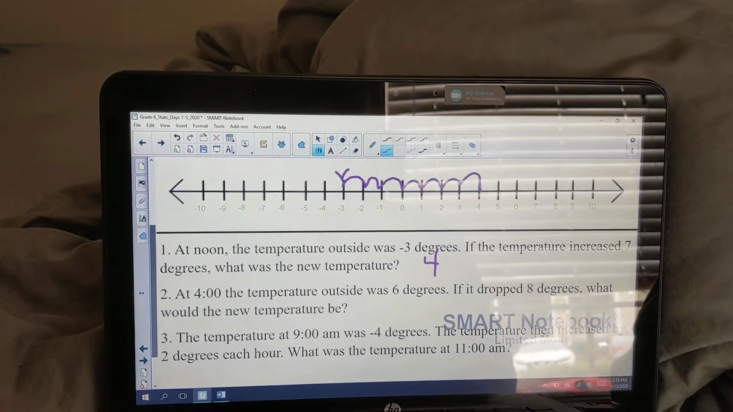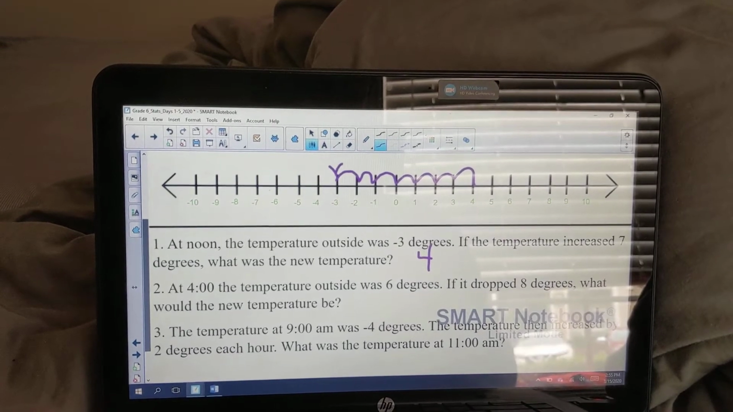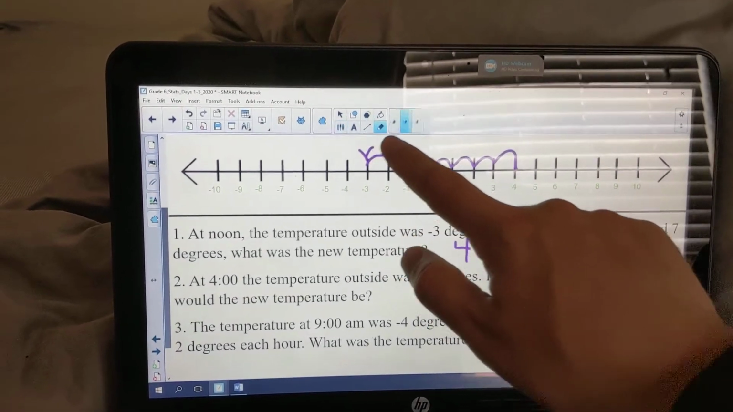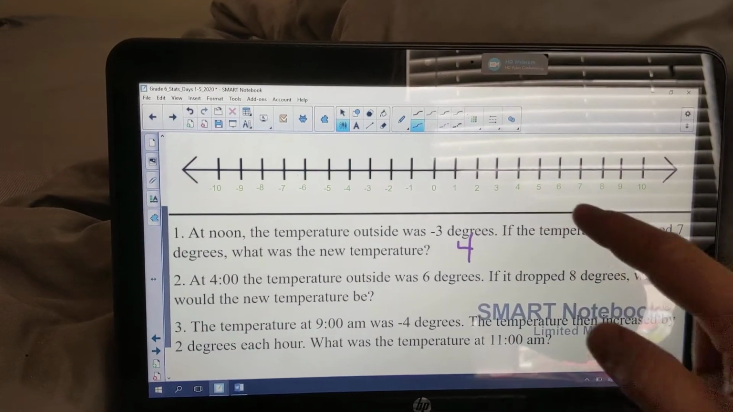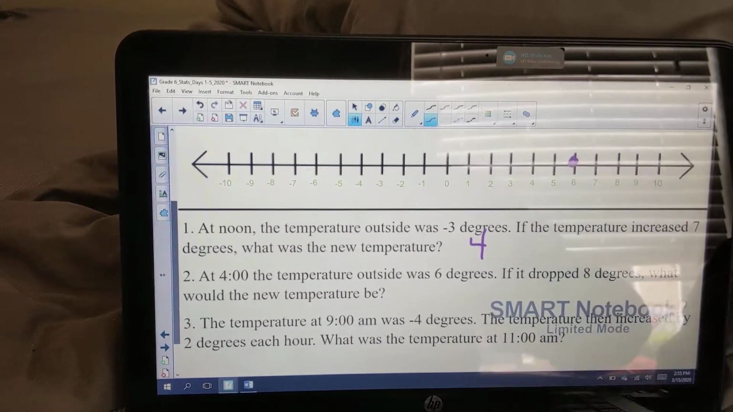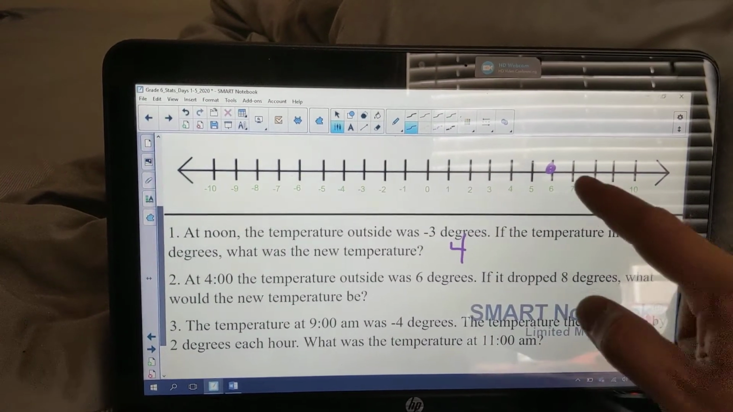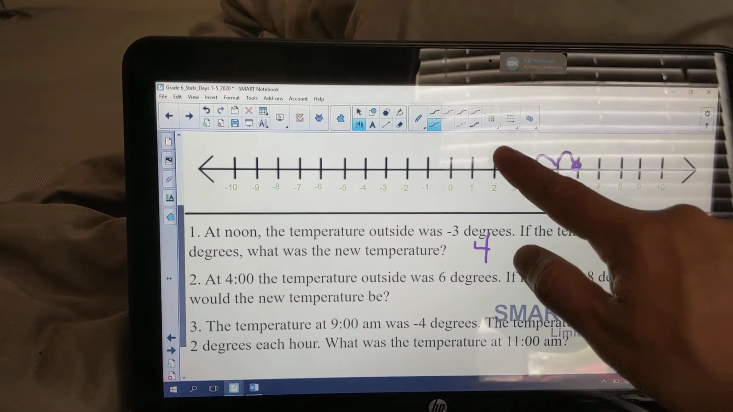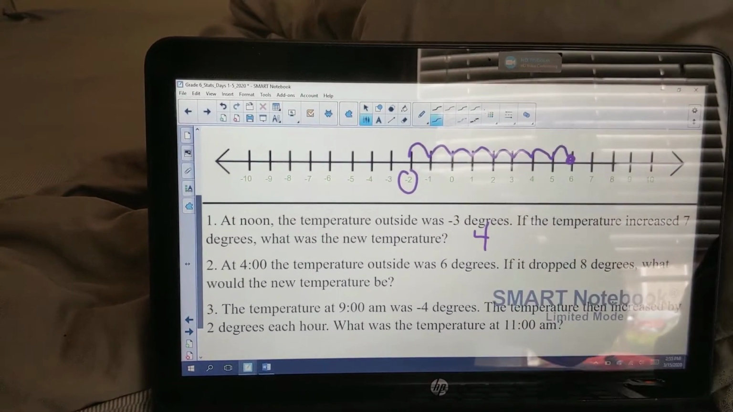Number 2, at 4, the temperature was 6 degrees. If it dropped 8 degrees, what would the new temperature be? Okay, well, I know everything this problem tells me. It starts at 6 degrees, positive 6, which is located right here. If it drops 8, that means it's going down 8. So 1, 2, 3, 4, 5, 6, 7, 8. So it ends at -2.